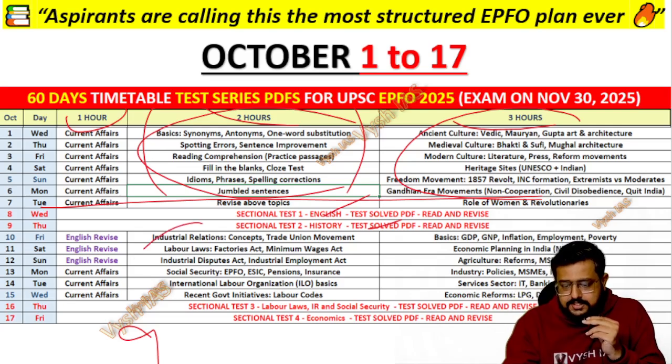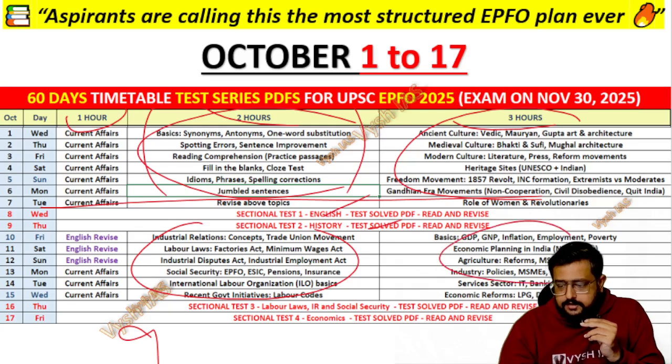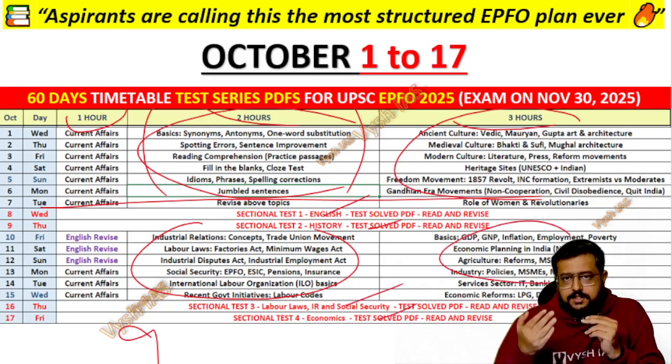Then again you will do the next section, which is your labor law and industrial thing, for 2 hours every day, and 3 hours you will do your GS part, which is your economics part, and so you will get the next test like that. So October 1 to 17, 4 sections of the syllabus with 4 sectional tests will be completed.